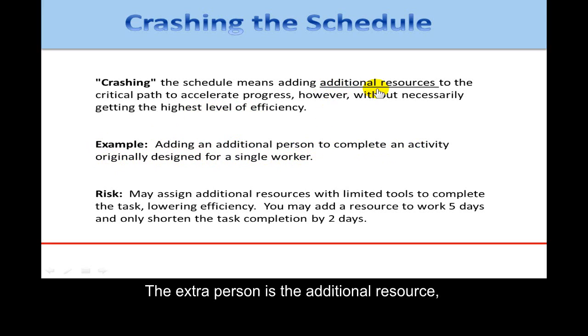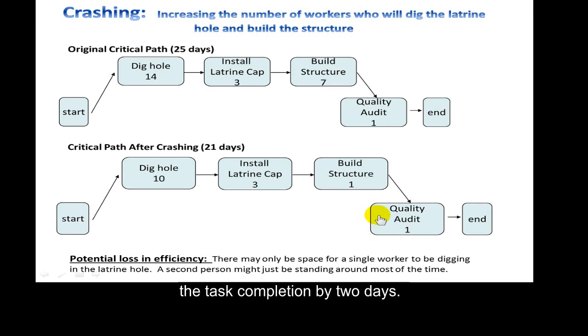So the extra person is the additional resource, but it doesn't necessarily mean that the work is going to get done twice as fast. The risk is that you may assign additional resources with limited tools to complete the task, therefore lowering the efficiency. For example, you may add a resource to work 5 days and only shorten the task completion by 2 days. Here's the example from the latrine case study.